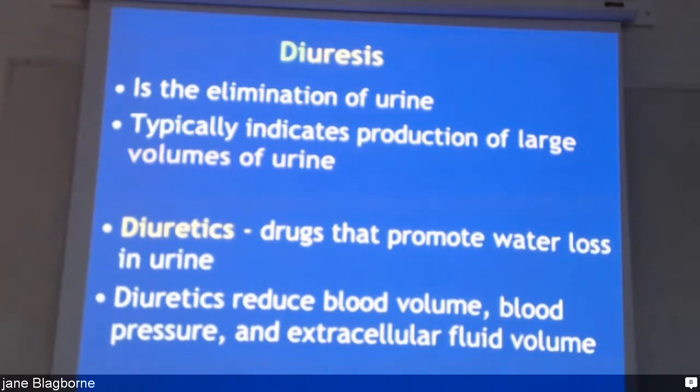Which is our favorite diuretic? I'm drawing a blank on it. Furosemide, sorry. Yeah, furosemide. We give IV furosemide to people who are in congestive heart failure to make sure that they diurese and get rid of that extra fluid. And diuretics, again, are to promote water loss. The diuretics work by reducing the blood volume, the blood pressure, and the extracellular fluid volume.